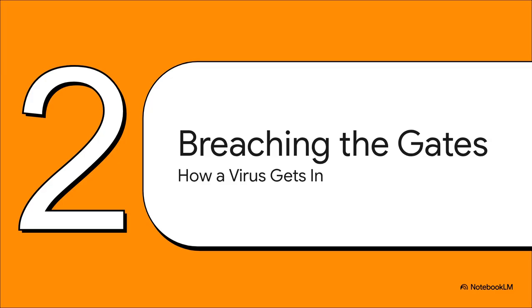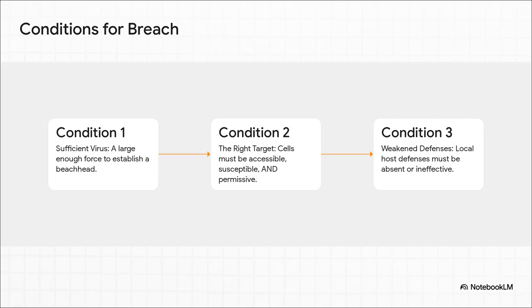Our bodies have walls, they have gates, they have guards. So infiltration is the absolute first phase of this whole invasion. Now, a successful breach isn't easy. 3 conditions have to be met. First, you need enough of the virus. A single particle almost never gets the job done. Second, the virus has to find the perfect target cells. And third, our local defenses have to be down, even if it's just for a moment.